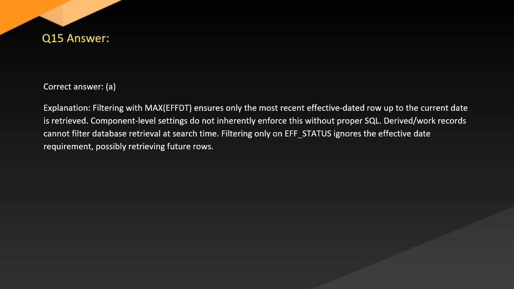Answer. Correct answer, A. Explanation. Filtering with MAX EFFDT ensures only the most recent effective-dated row up to the current date is retrieved. Component-level settings do not inherently enforce this without proper SQL. Derived work records cannot filter database retrieval at search time. Filtering only on EFF_STATUS ignores the effective date requirement, possibly retrieving future rows.